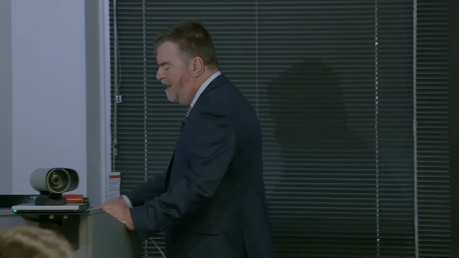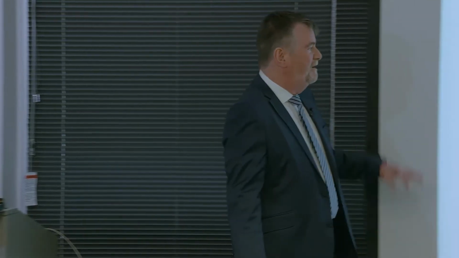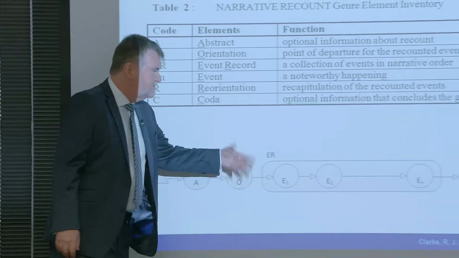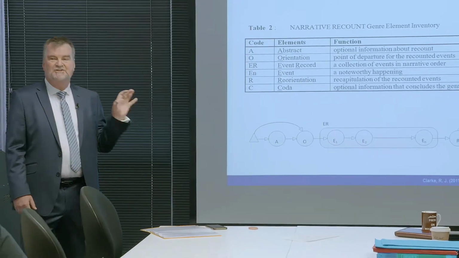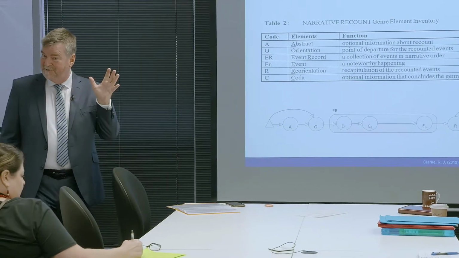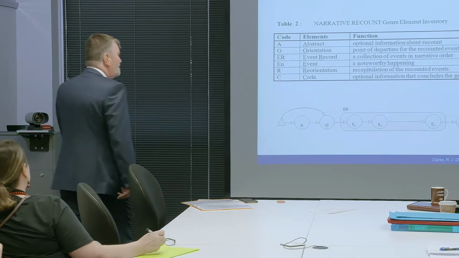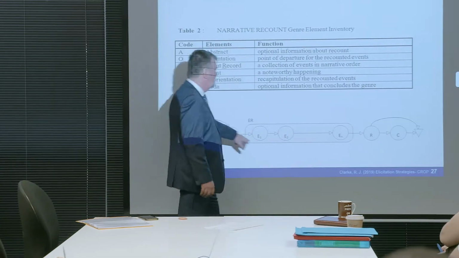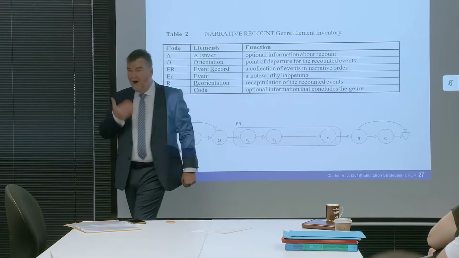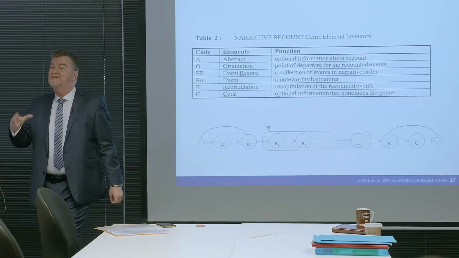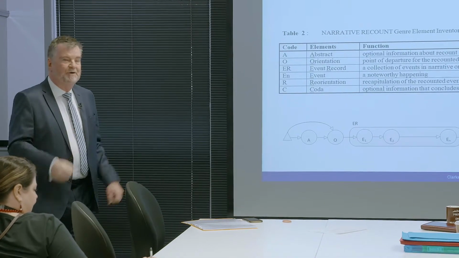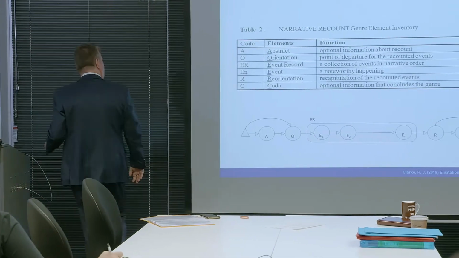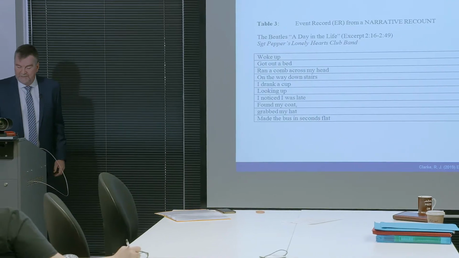So let's have a look at the narrative recount to start with. If you look at the literature, you get a structure which looks like this. The reality is that, for the most part, the structures are simpler when we are listening to them. And typically the most important part is this event record. This is the set of time-ordered events that you're waiting to hear when you want a narrative recount. And here's a really famous one.